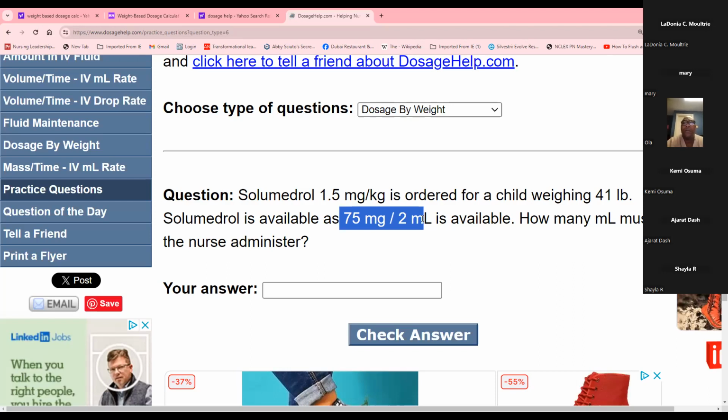All right. So what is our weight here? It's in pounds. So now you're going to have to do that conversion for the weight at least. If we look at what we have on hand and what is ordered, they're both in milligrams. So we're good there. So now you're going to write down what is ordered, which is 1.5 milligrams per kilogram. What your child's weight is, 41 pounds. And what you have on hand, which is 75 milligrams per 2 ml.